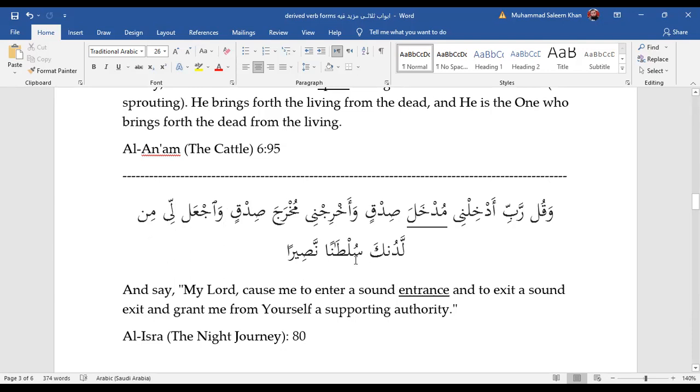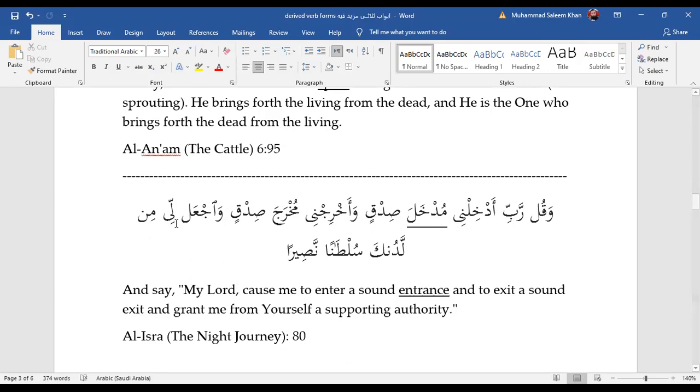Okay. من لدنك, min ladunka is also jar majroor, جار مجرور plus مضاف مضاف إليه. Is li also maf'ul bihi or not? No, it's jar majroor.